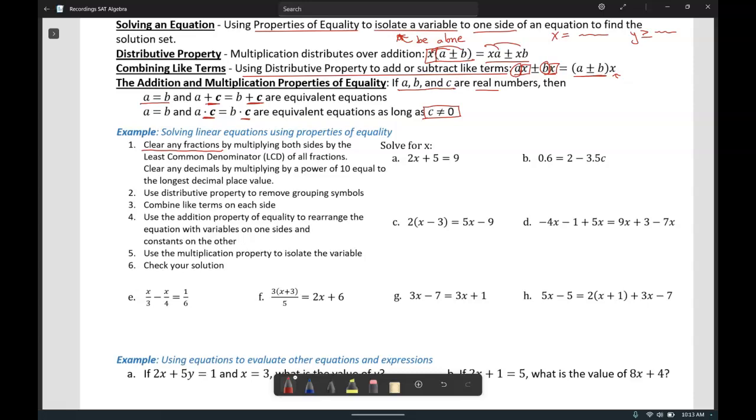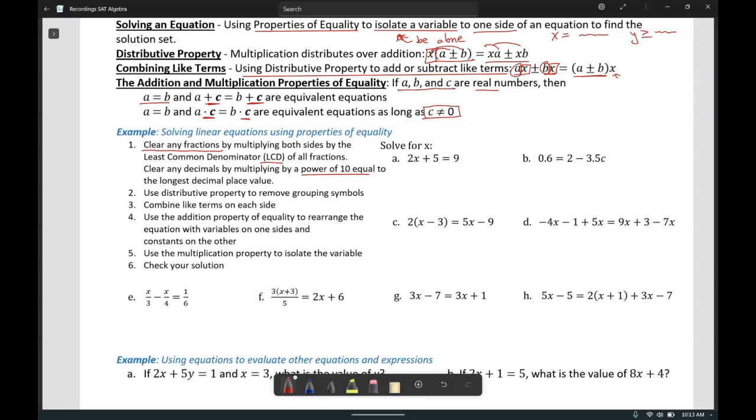So we identify what the least common denominator is for all the fractions, and we want to multiply every term by that least common denominator, and that will simplify all the fractions so that our denominators will all equal 1. If we're dealing with decimals, we can multiply by a power of 10 equal to the longest decimal place value. That will clear out all the decimals and, again, make it a little bit simpler.